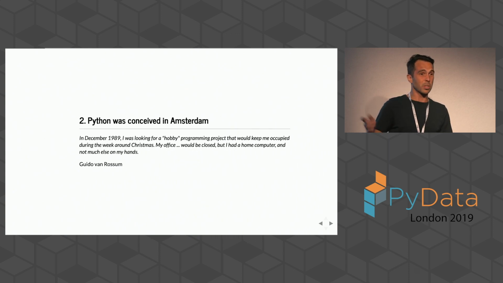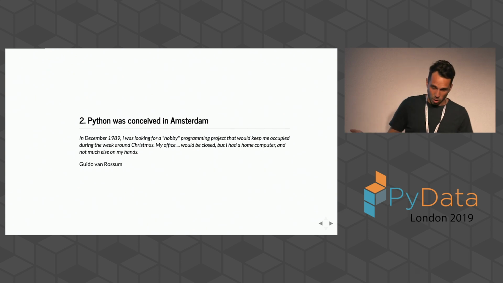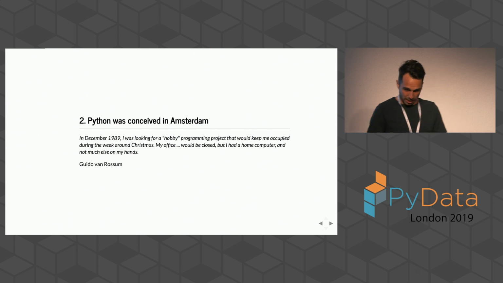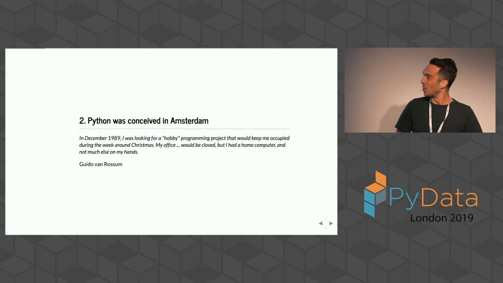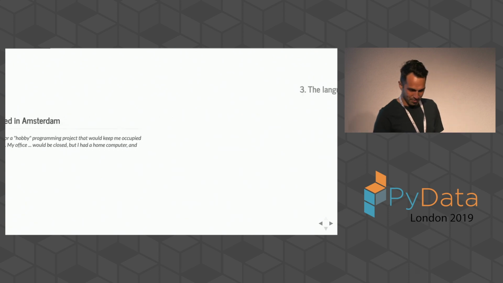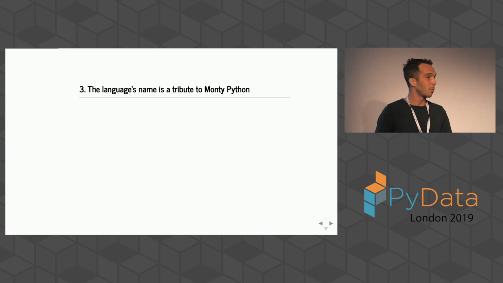Python was conceived in Amsterdam, a few kilometers from the company I work for, GoDataDriven. It was like a hobby project of Guido van Rossum in 1989. He says, my office would be closed, but I had a home computer and I had not much else on my hands. So it was quite a good way to spend your Christmas holiday, I think, and the rest is history. The language name is a tribute to Monty Python.